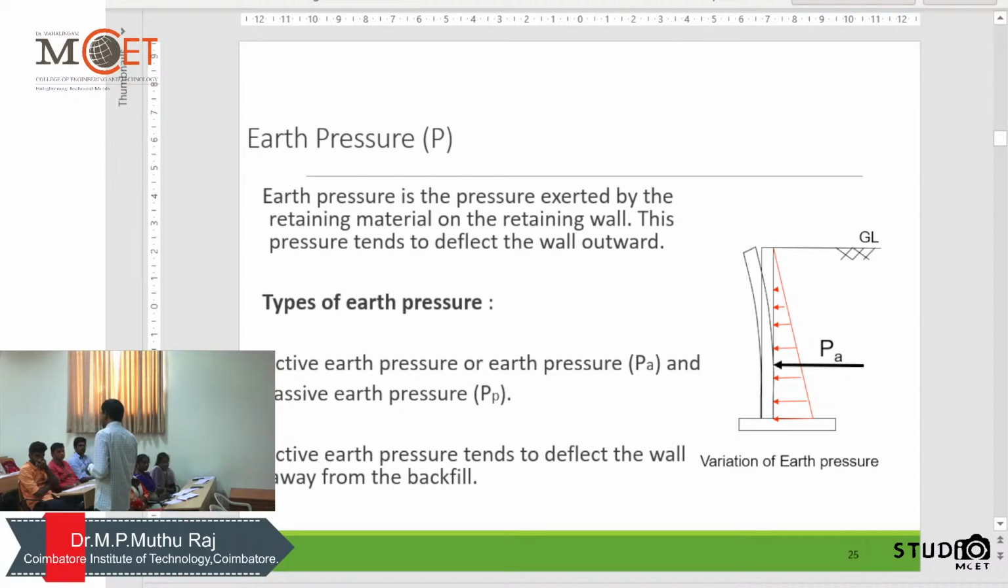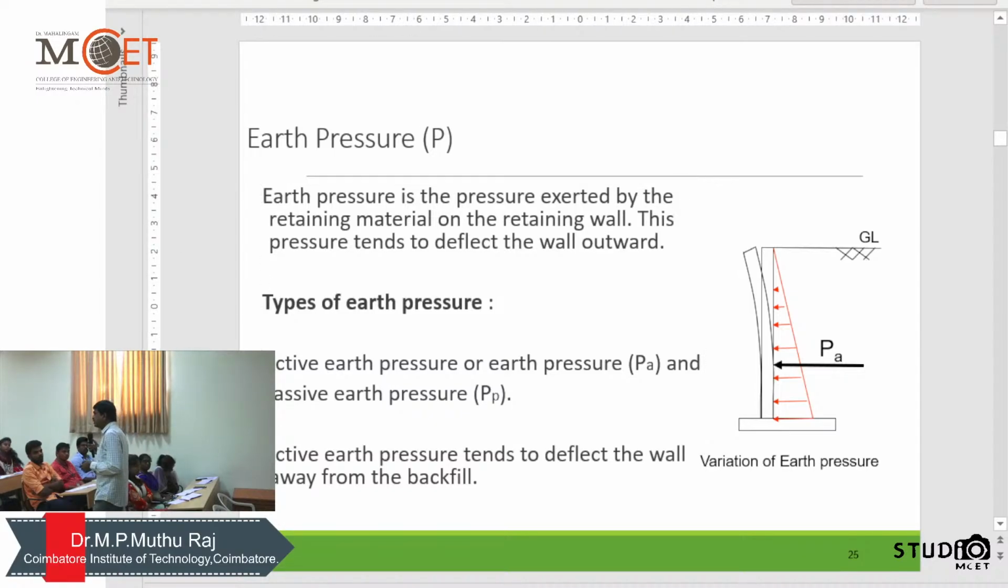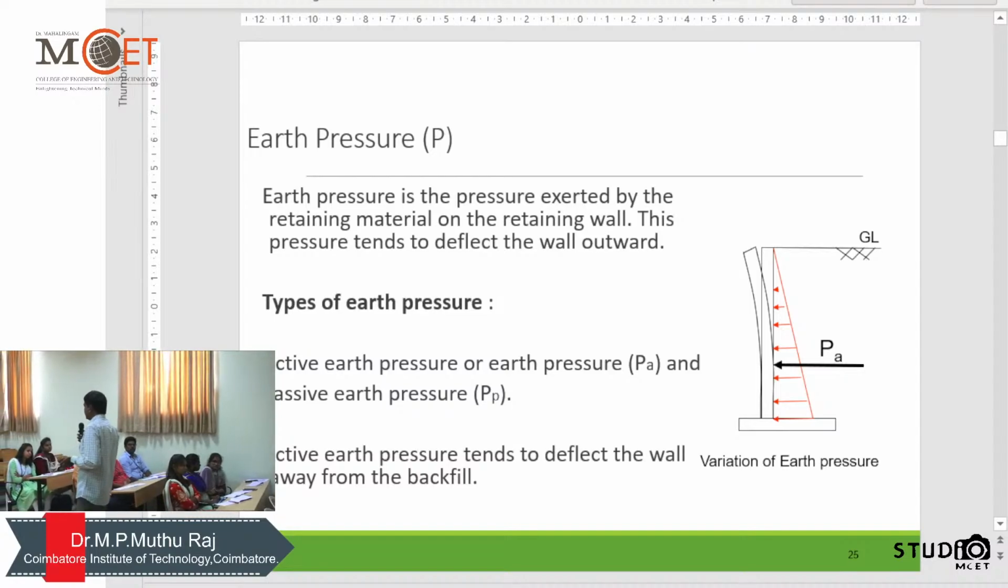Coulomb's theory tells that there will be two components of the earth pressure: one is the horizontal component, another one is the vertical component. The vertical component is the friction between soil and wall. When the friction between soil and vertical wall is not taken into account, it is called Rankine's theory. When the friction between soil and wall is taken into account, it is called Coulomb's. That's the basic difference. But practically, we will always follow Rankine's theory.